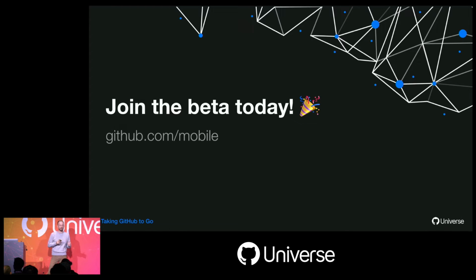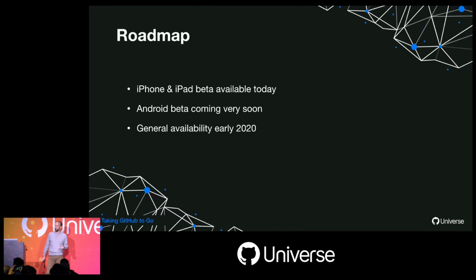And we also announced this morning that the iOS beta is available starting today. So again, you can head over to github.com/mobile and sign up. You'll get an email invite when your sign up is ready with instructions on how to install. So a little bit more about our roadmap. We have the iPhone and iPad beta available today. The Android team is hard at work getting close to an Android beta that'll be coming very soon. And we'll be reaching general availability for both apps launching together early 2020.